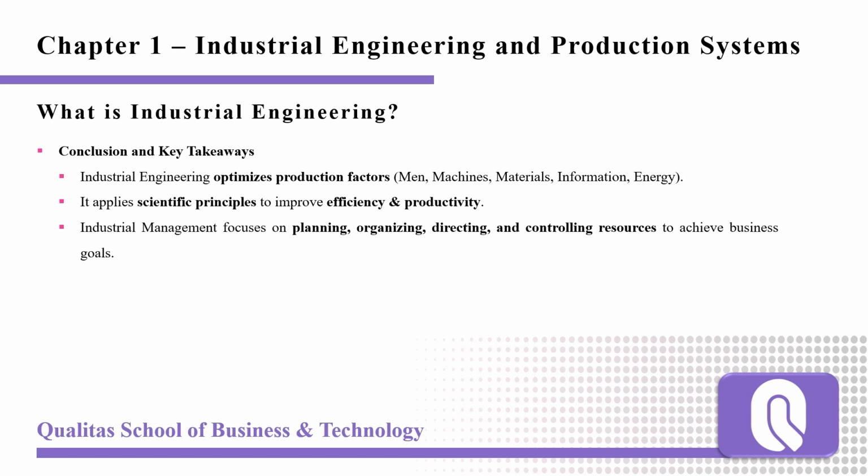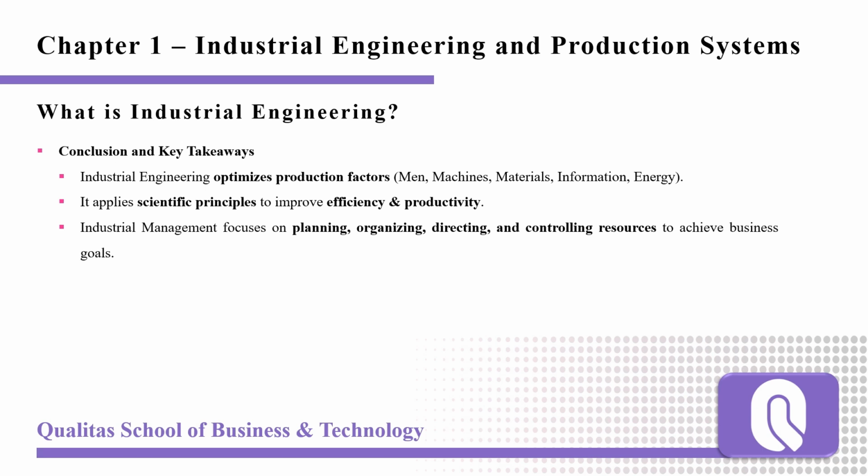Let me share a particularly memorable example of industrial management in action. A furniture manufacturer was struggling with coordination between their different departments. We implemented a comprehensive management system that started with detailed planning of raw material requirements, organized production schedules around market demands, provided clear direction to team leaders, and established control measures at critical points. Within 6 months, their order fulfillment time dropped from 3 weeks to just 5 days.